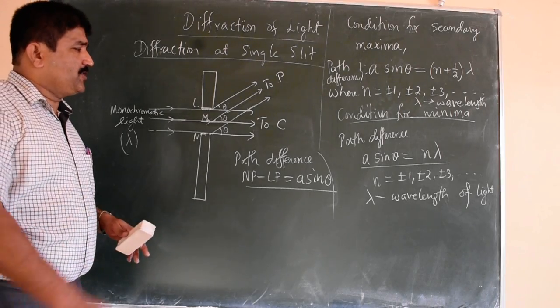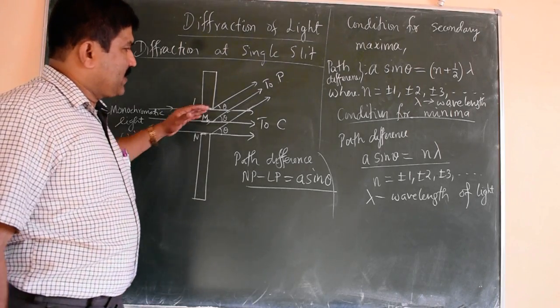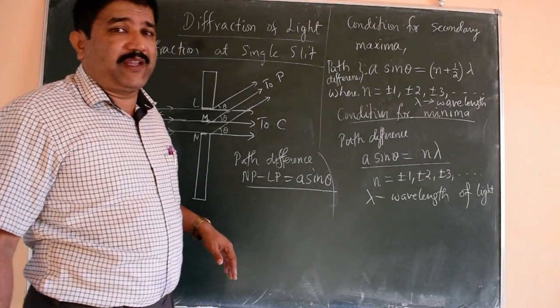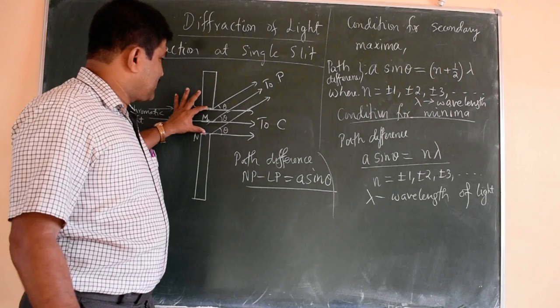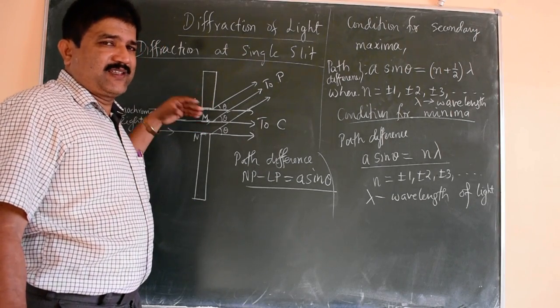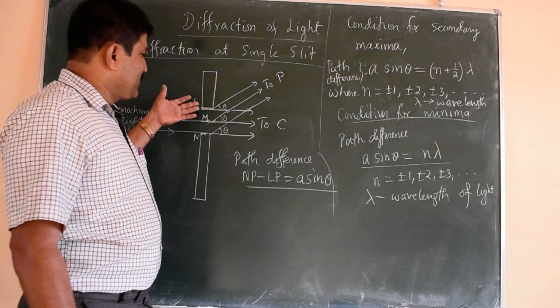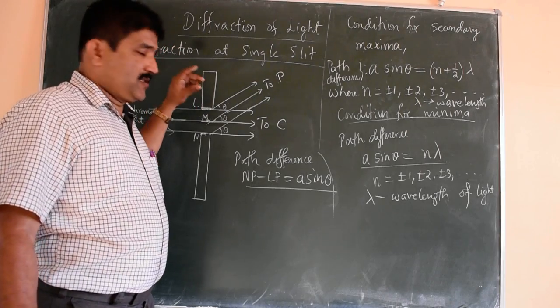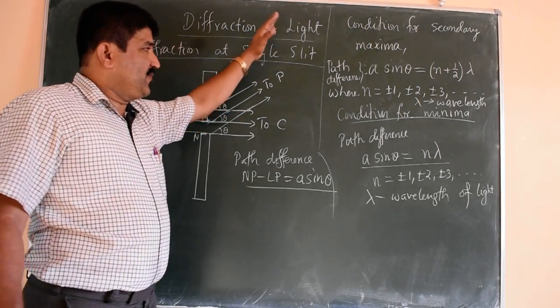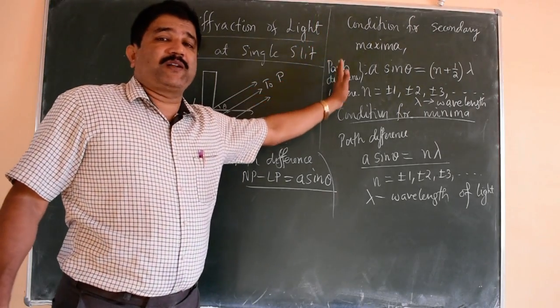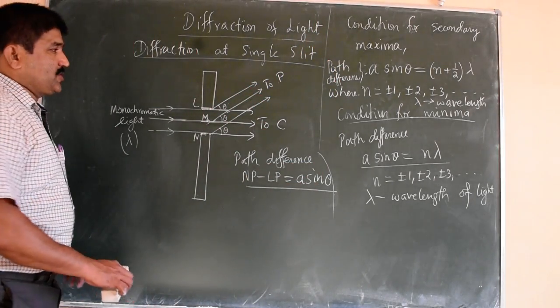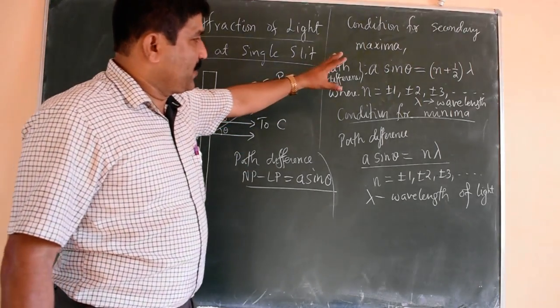Now the intensity distribution curve. What do we get? How is the intensity distributed on the screen? Whenever there is a single narrow slit, the width of the slit may be a millimeter or less, around 1 or 2 millimeters, not very large, a small region. Then diffraction maxima and minima are observed on the screen placed at a large distance. I hope you understood this part.